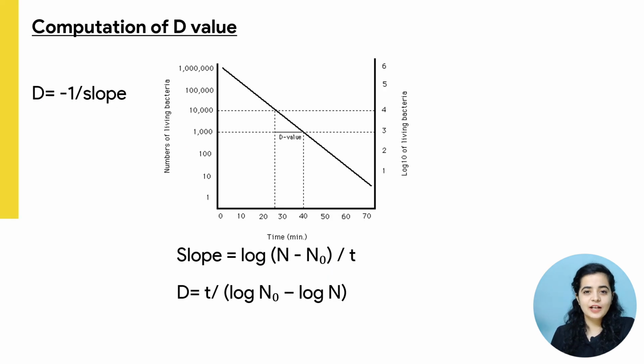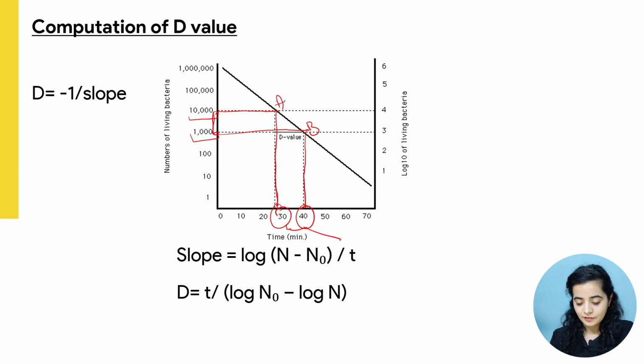Now let us see how D value is calculated. So when we are observing a microbial survival curve and we want a destruction of 10-fold, that is, for example, 10,000 to 1,000, the D value would be the time taken for this reduction to be achieved. So how do we calculate it? When we take these points on the curve, let us say this is A and this is B, and then we bring it down here. So this particular time duration is your D value, which is 40 minus 30, 10 minutes.